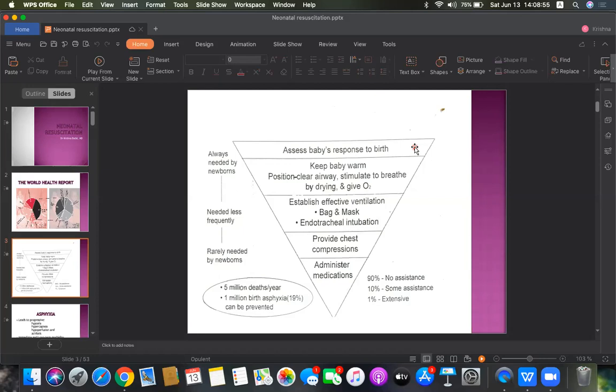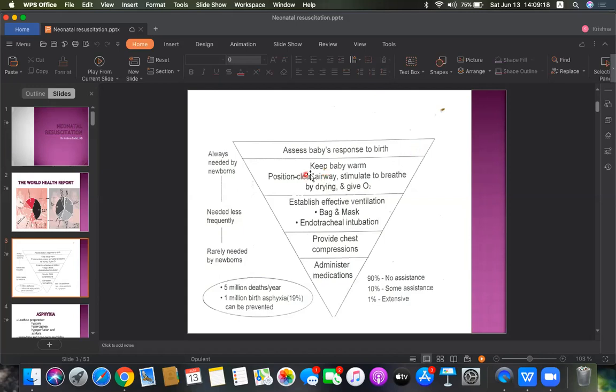If the baby's Apgar score is more than 7 at 1 minute, you don't need to worry. That baby is healthy. If it is less than 7, then you need certain resuscitation, probably minor, if it is more than 5. But less than 5 or less than 3 is a very severe one, so we need proper resuscitation.